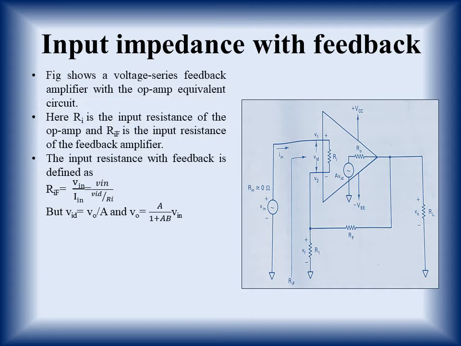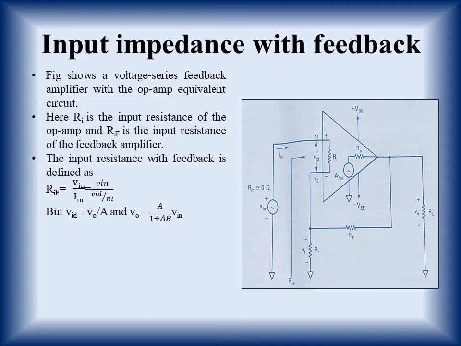Now by definition of open loop gain, we know capital A is equal to VO upon VID, output voltage upon difference of the input voltage. So again VID can be written as V naught upon A. Also, the feedback gain AF is defined as VO upon VIN.